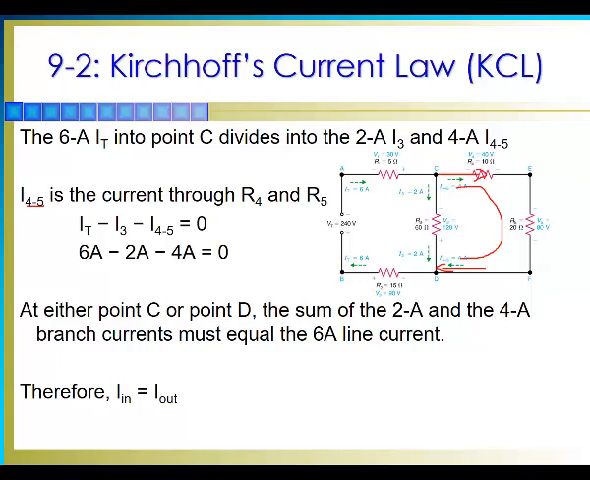So at either point C or D, the sum of the 2 amp and the 4 amp branch current must equal the 6 amp total current. So we have total current going in this way, so we have 6 amps, and we have 2 coming out this way and 2 going out this way. So the total current coming in equals the sum of the currents going out. On node D, we have 4 amperes coming in from the right and 2 amperes coming in from the top. Therefore 6 amperes must go out this way, which is the total current again.